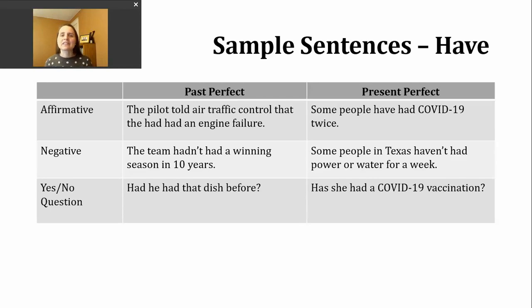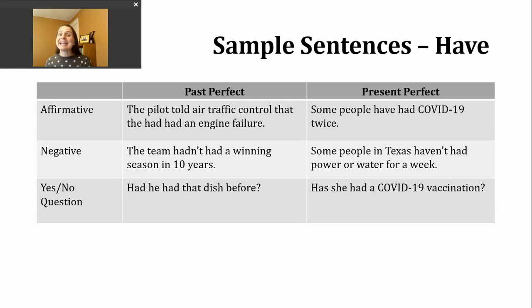So I want us to look at the affirmative sentence I have here as an example. The pilot told the air traffic control that the plane had had an engine failure. So to many students, had just doesn't seem like that could be right, but it is. It's okay. And that's what this is a signal of, the past perfect. So we're describing an action that occurred before a certain point in time or before another action.